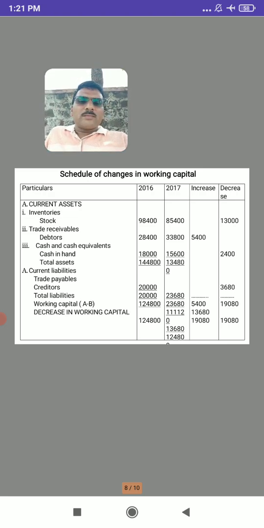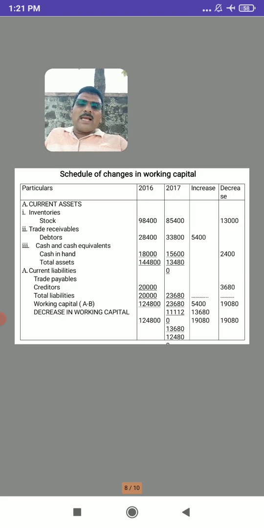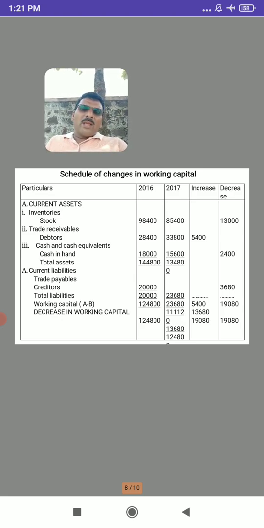So therefore there is a small increase in debtors, that is the amount of 5,400 is increased. So it is recorded in the increase column. Next, cash and cash equivalent. Cash in hand was 18,000 and in 2017 it was 15,600, means there is a decrease of 2,400 in cash balance. So when we total it, the total current assets is 1,44,800 in 2016 and 1,34,800 in 2017.